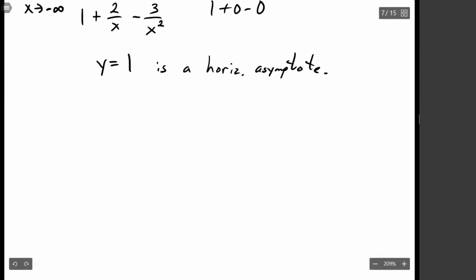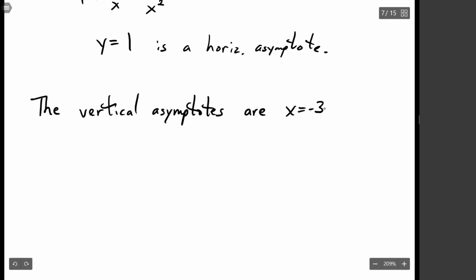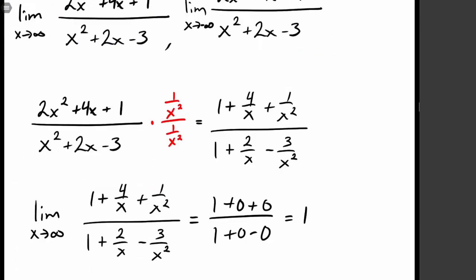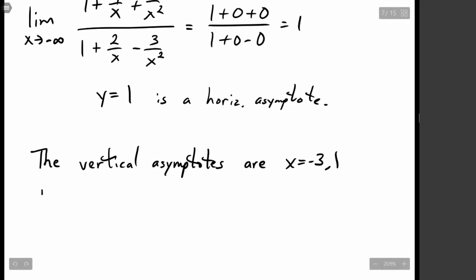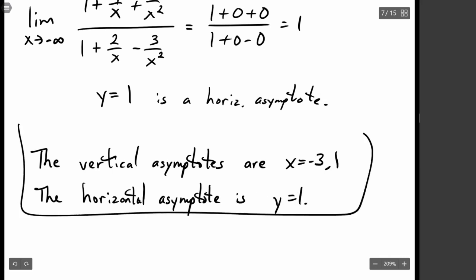Right, so just summarizing all this here, the vertical asymptotes are x equals negative 3 and 1. Right? Let me double check that. Yep, negative 3 and 1. The horizontal asymptote is y equals 1. And that's it.